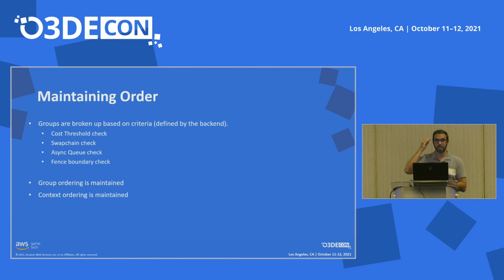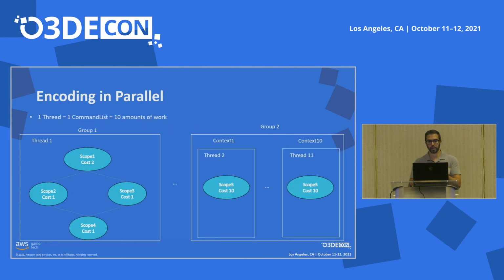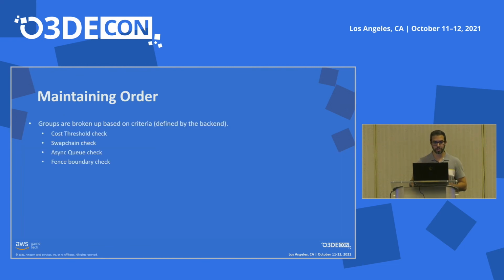The idea there is that there's a reason why that's the case: the way we split the groups, they have dependencies. The dependency could be like a swap chain, or a fence boundary. So let's say group 3 and group 4 had a fence between them. That means group 4 cannot start until group 3 finishes, in which case we would have to create a second group just for scope 4.